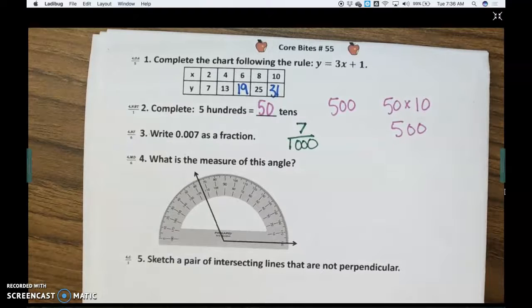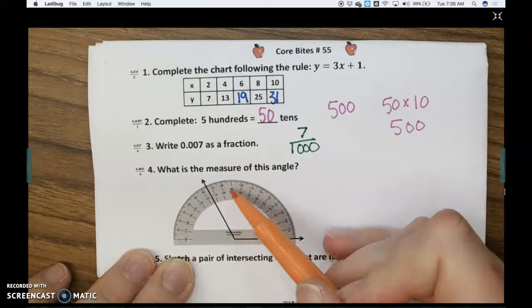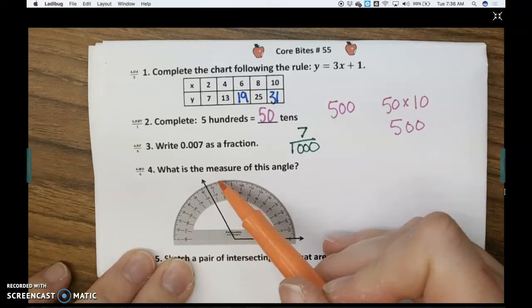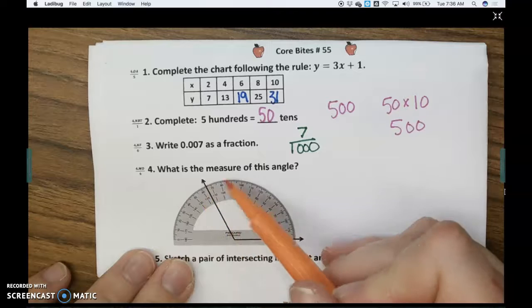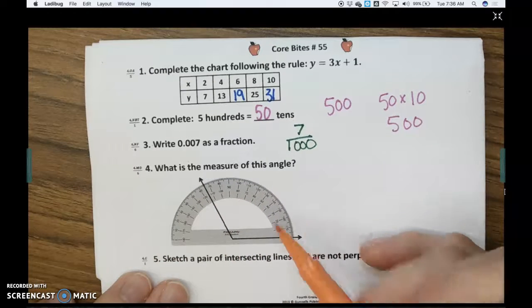For the next one, you have a protractor. We're measuring an angle. It is an obtuse angle because right here at the middle, that is 90 degrees, so that would be a right angle. So anything greater than that would be obtuse. Anything less than that would be acute. And then if it was 180, it would be a straight angle, okay?